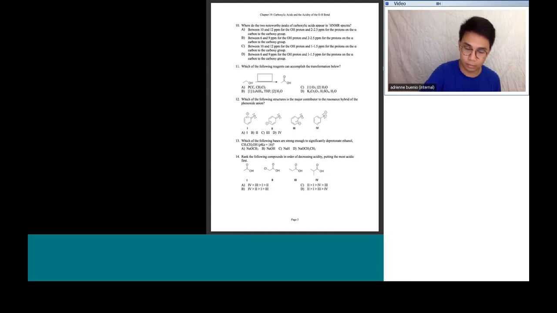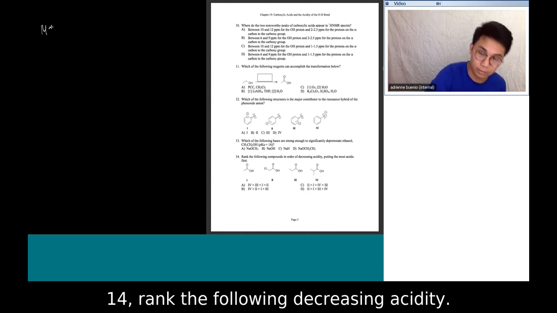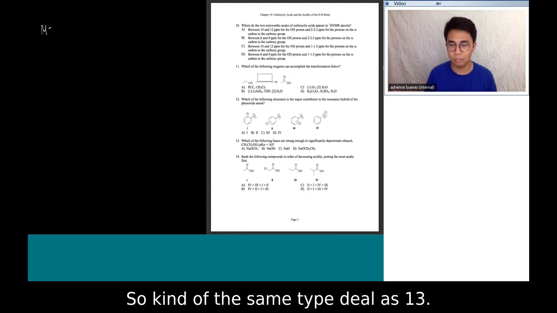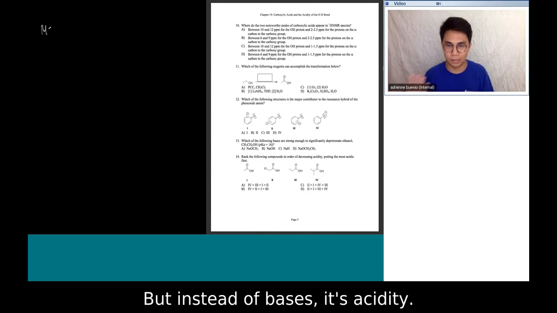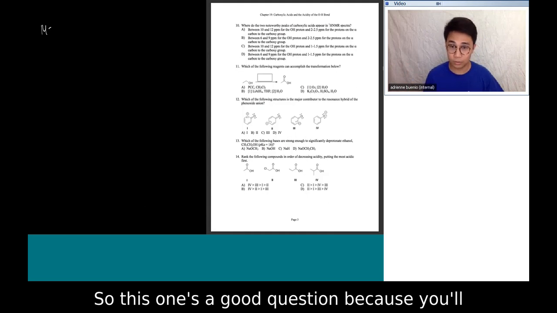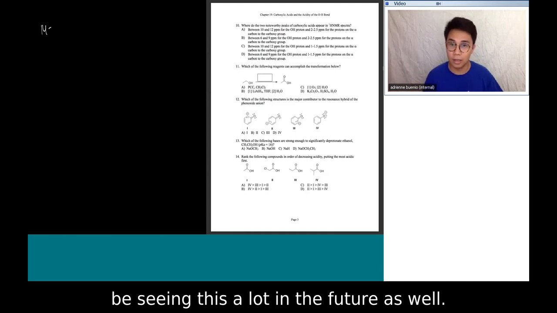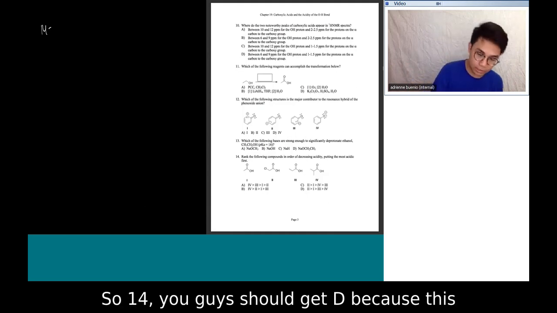Okay, 14. Rank the following, decreasing acidity. So kind of the same type deal as 13, but instead of bases, it's acidity, right? And this one's a good question because you'll be seeing this a lot in the future as well. So 14, you guys should get D.